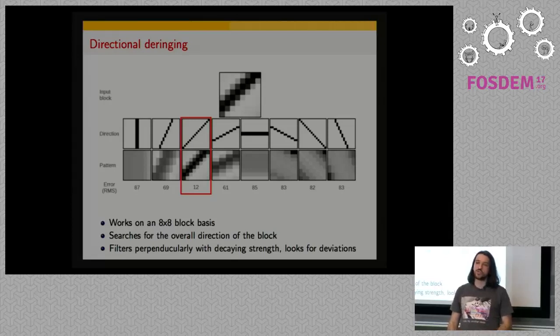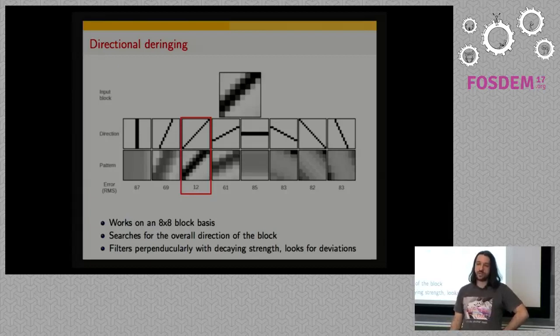So the way it works is you first segment the image into 8x8 blocks, and then you scan for a direction inside this 8x8 block. You do that by computing the least squares method, I think. So the direction doesn't really matter. What matters is that it does a conditional replacement filter.